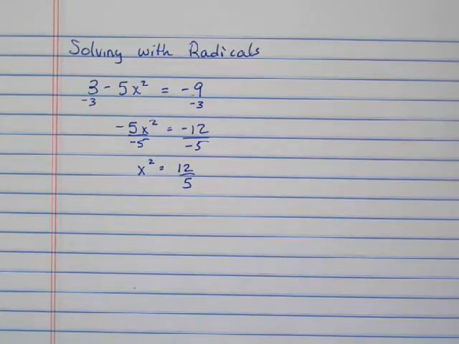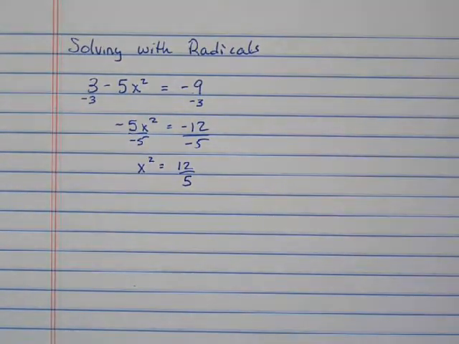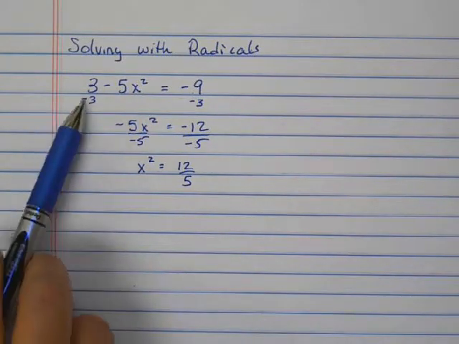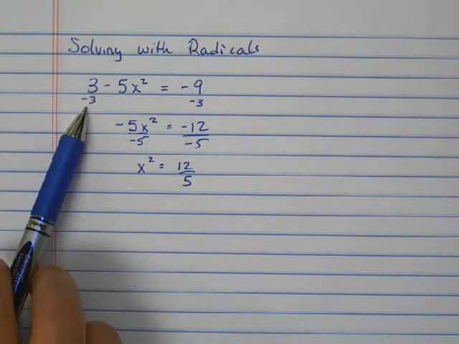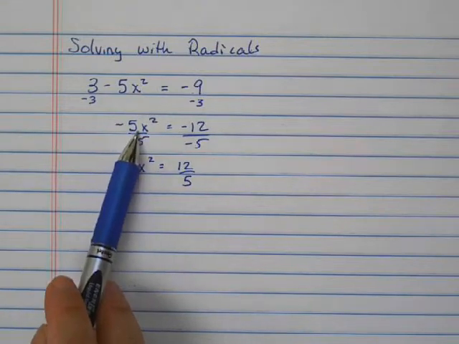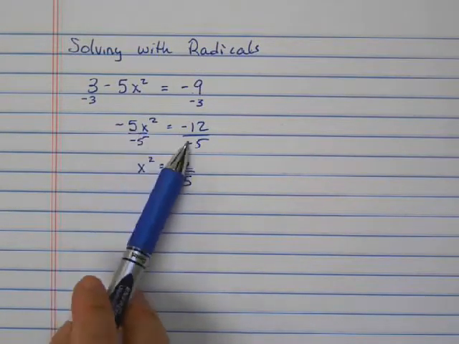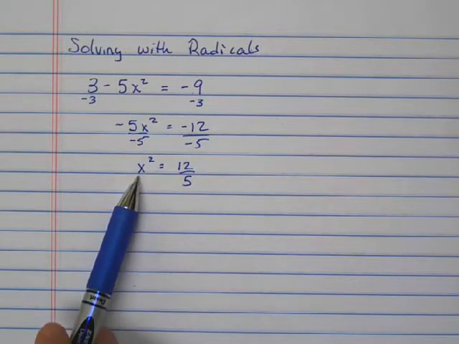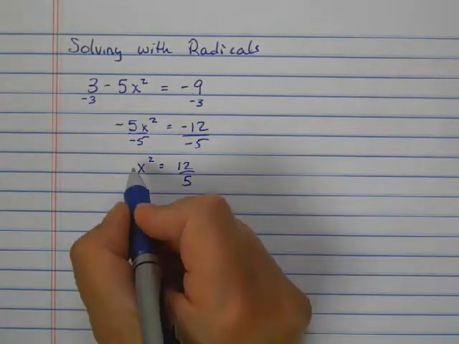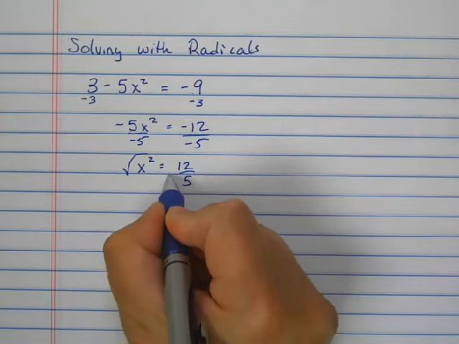So now I have to think about what kind of operation, like here, what did I do to get rid of this 3? I subtracted 3. Then I was down to multiplication. How did I undo multiplication? What's the inverse operation? Divide. So I have to think about the inverse operation of a square. And the inverse of squaring something is square rooting something.